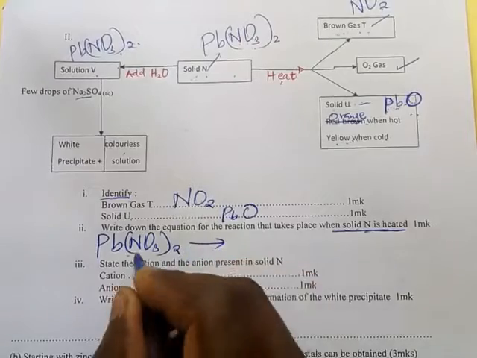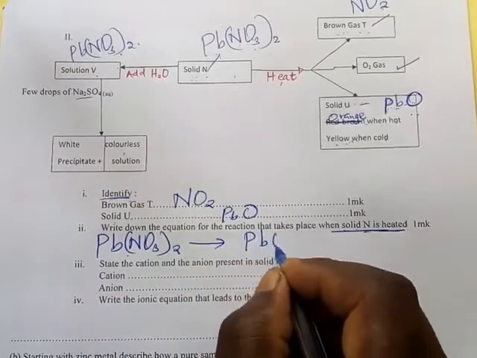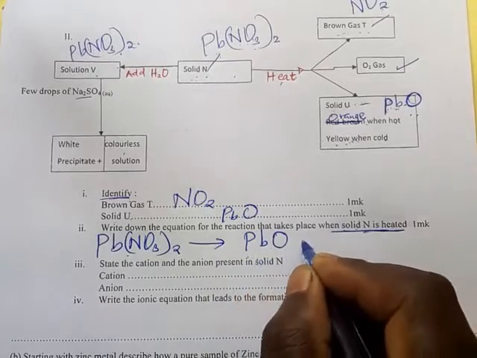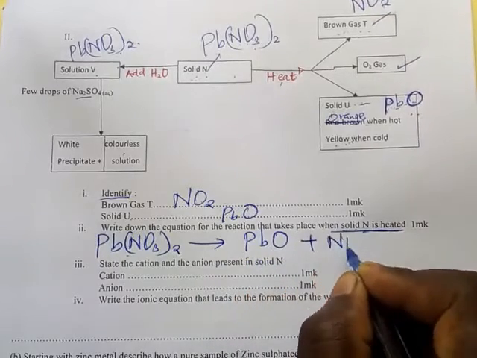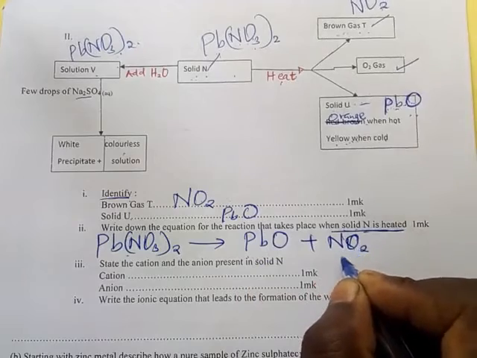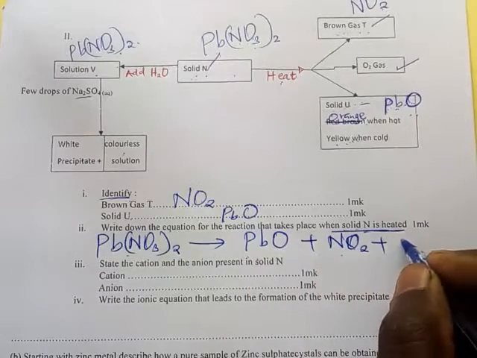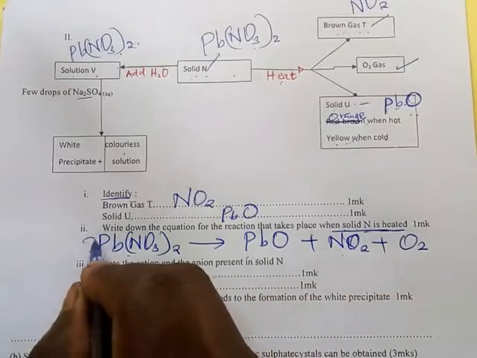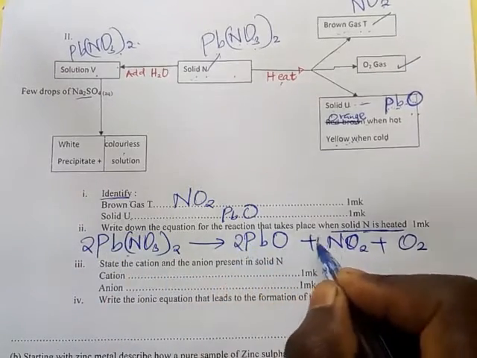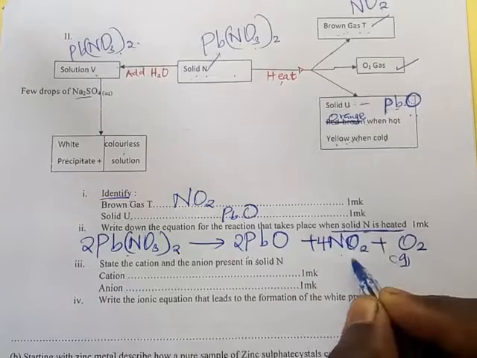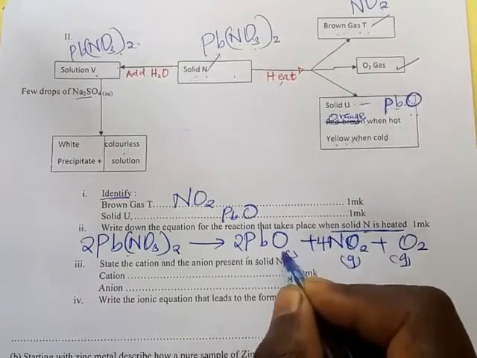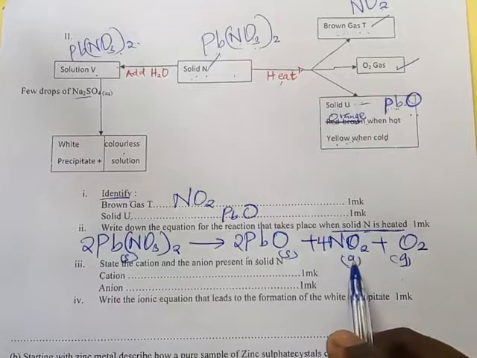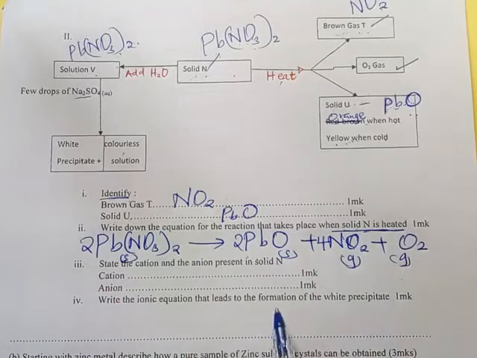You heat that, you form lead oxide, which is orange when hot, yellow when cold, plus nitrogen dioxide gas, which is brown, and then plus oxygen gas. You need to balance the equation. 2, 2, 4, gas, solid, and that's now a balanced equation with state symbols.